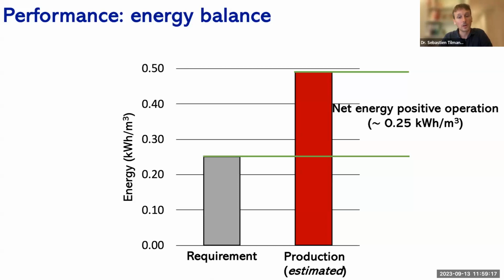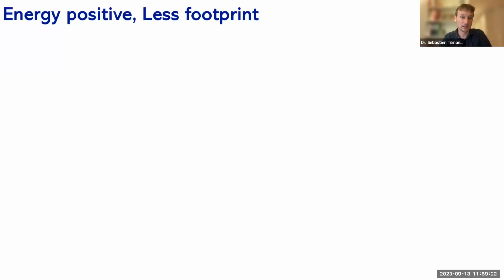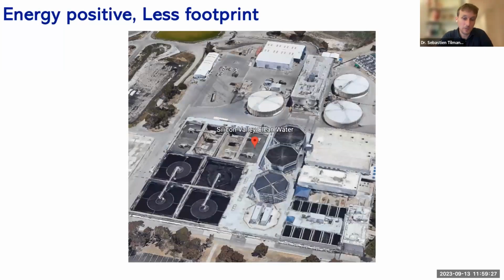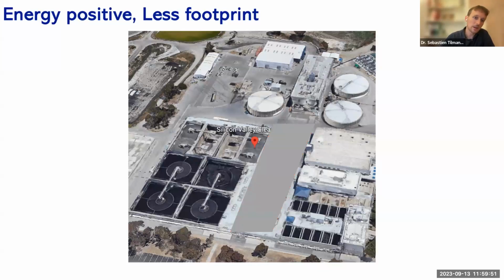So now thinking about what the footprint of the system looks like. If we go back to SVCW as currently employing a relatively conventional secondary treatment process, this is an aerial view of the treatment plant. First, you can look at these systems here, the trickling filters that SVCW uses as a pre-treatment for their aerobic activated sludge basins. We wouldn't need these to treat the wastewater with an anaerobic treatment system. So you could save that footprint.